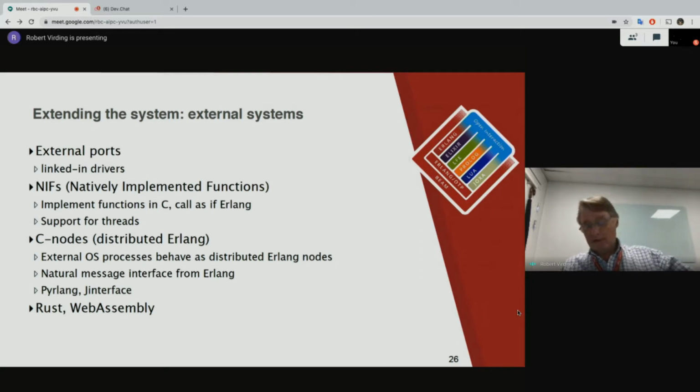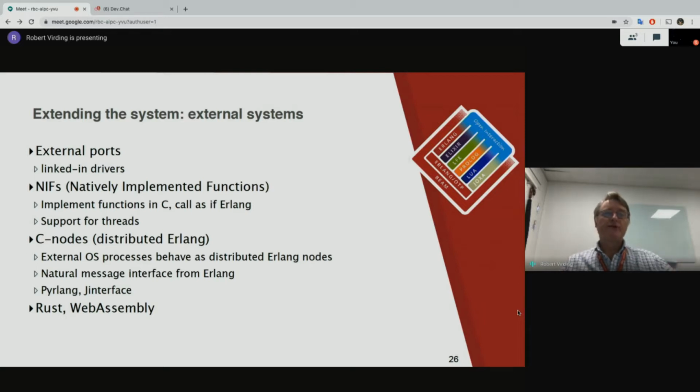So we have something called NIFs, for natively implemented functions, and it allows you to write code in C and call it from Erlang as if it was Erlang. This is very useful. There's also support for threads in it. And this feature is actively used inside the aeternity system. So we have, for example, C code which is doing encryption and compaction and databases and things like this. They're written in C and they're called from Erlang.